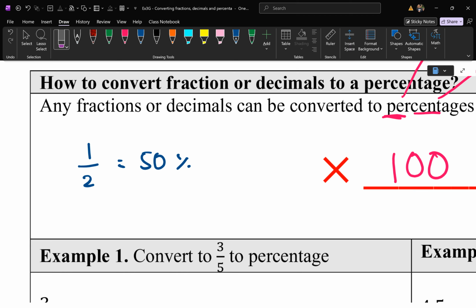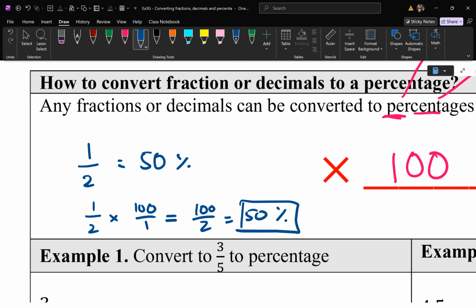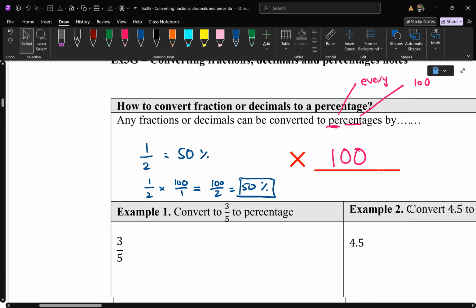Or another way of thinking about it is half times 100, because you've got 100 of them. And we know here, when multiplying fractions, top with top, bottom with bottom, this is why you end up with 100 over 2, which means 100 divided by 2. And that just means 50. The total, if you added half 100 times, will actually equal 50. But we write the percentage symbol to remind you we're talking about in groups of hundreds. That's why the rule is times by 100.